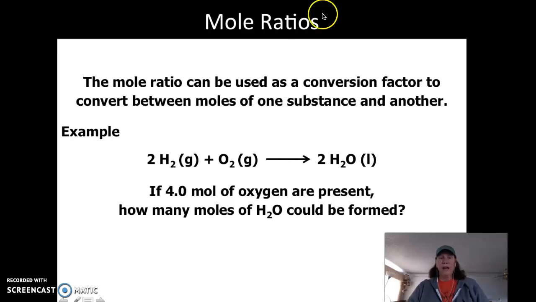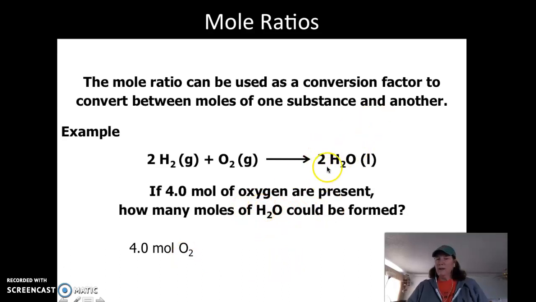Okay. All right, so here I got a balanced equation. If 4 moles of oxygen are present, how many moles of water can be formed? So if I start with 4 moles of this, how many moles of this? So the first thing I'd write down is my 4 moles of oxygen. I know that, okay? Now I use my balanced equation. I'm going to put moles of what I'm trying to get rid of on the bottom, oxygen, and moles of what I'm trying to find, water, on top.